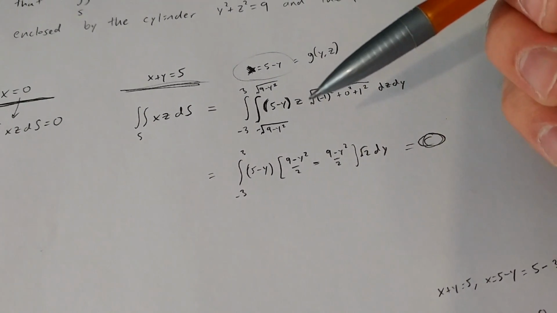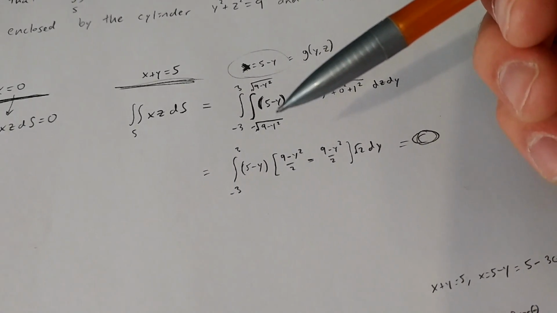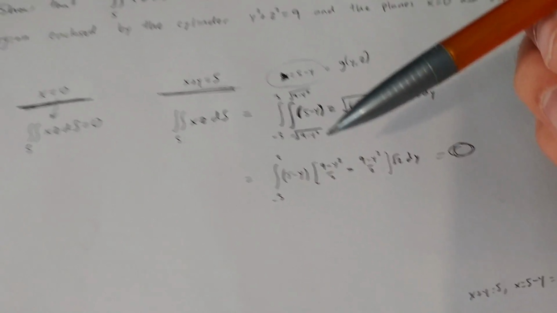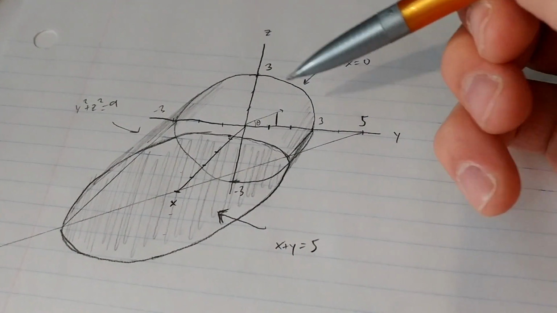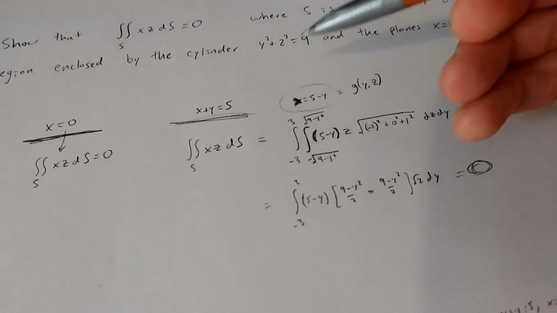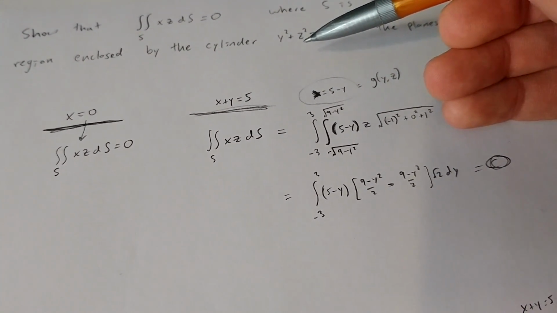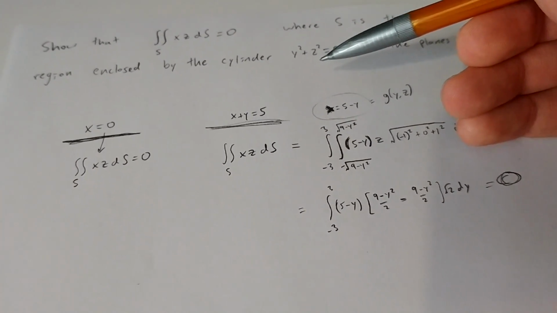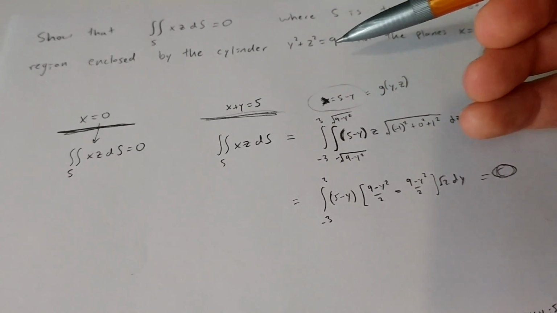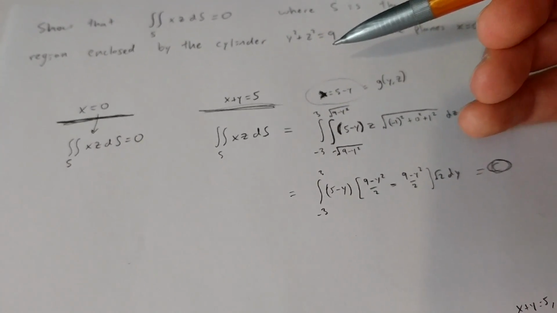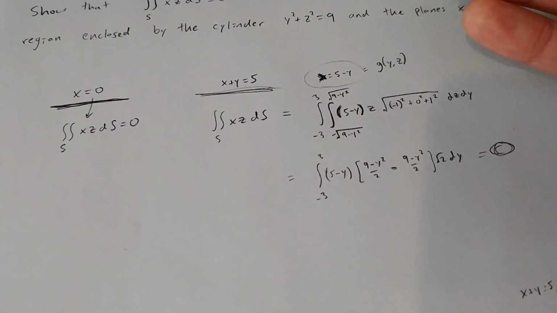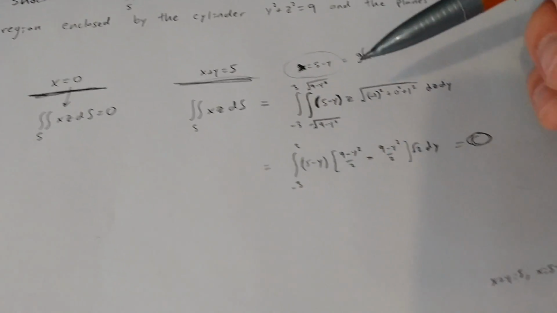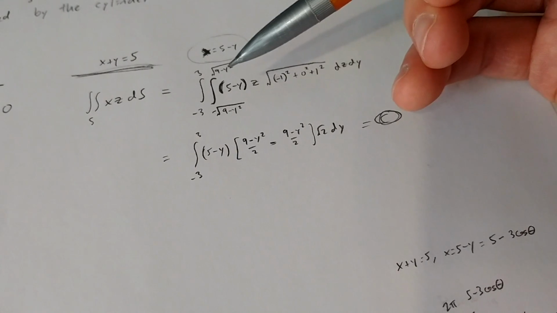So let's integrate with respect to z first. To find the bottom bound, we need the equation for this curve down here, and then the top bound is the equation of the curve up here. So that comes from the equation for the cylinder. If you solve for z, because they're z bounds, you get z equals plus or minus the square root of 9 minus y squared. So the plus part is the top half and the minus part is the bottom half. So you're going from minus that to positive that.